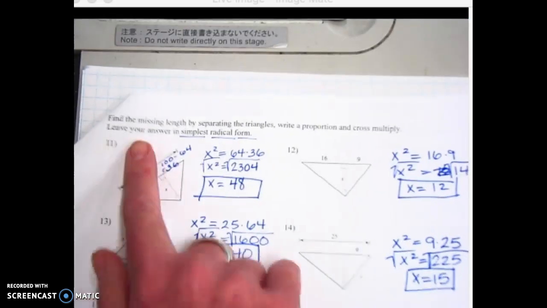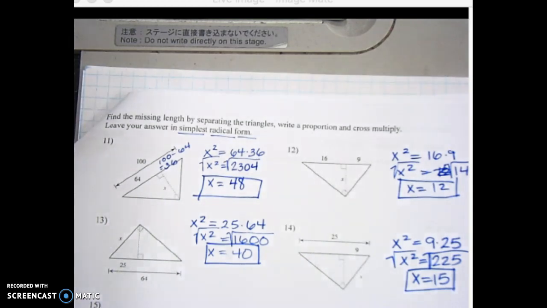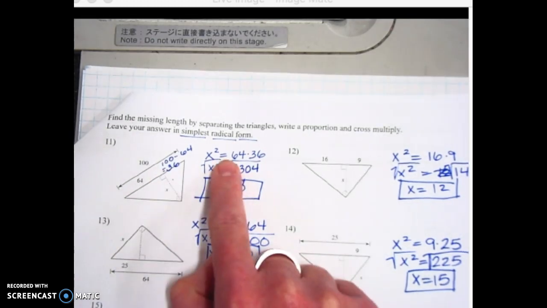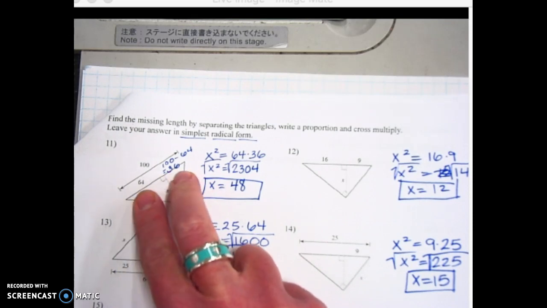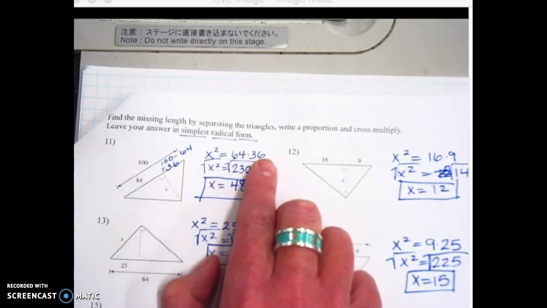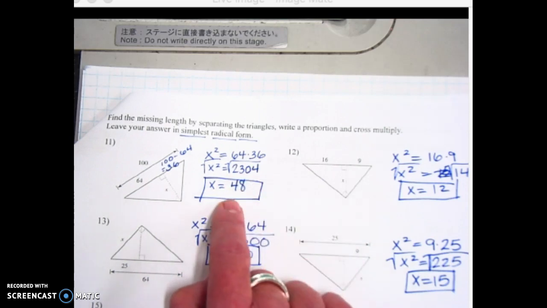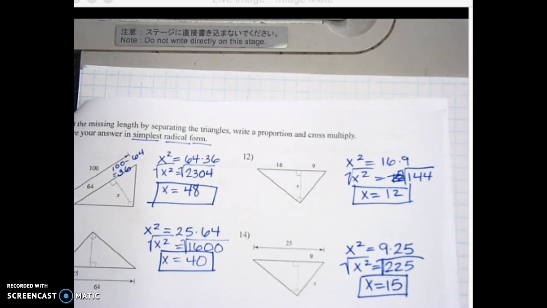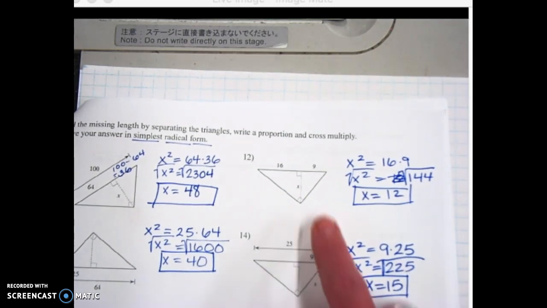Directions at the top of page 2 say find the missing length by separating the triangles, writing a proportion, and cross multiply. Leave your answers in simplest radical form. So for number 11, you're going to use that altitude squared, set it equal to the 2 smaller pieces here, multiplied together. So I calculated this piece by subtracting the 64 from 100. You multiply the 64 times 100, and then you take the square root. I got 48 exactly. So I didn't need to do the prime factorization.